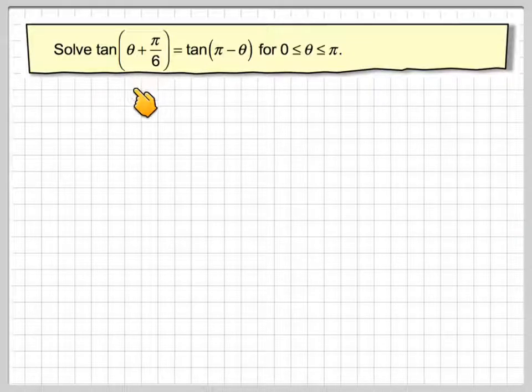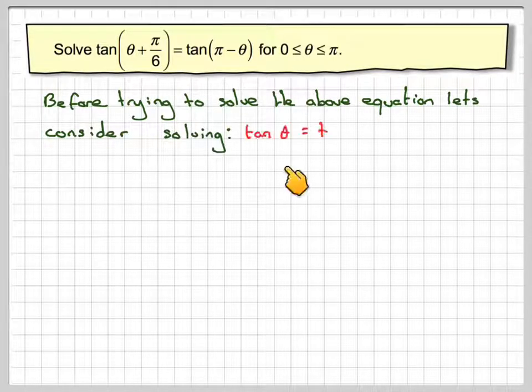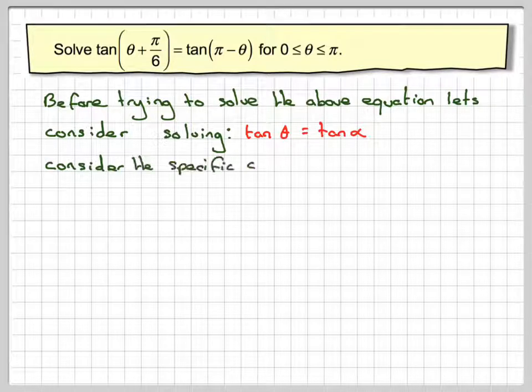Solve tan(theta + pi/6) = tan(pi - theta), for theta between 0 and pi. Now, before we look at this one, let's look at the general solution for tan theta = tan alpha. So all of this would be considered theta, and this would be considered alpha. And let's consider a specific case where tan theta = tan(pi/6). It's the same sort of format.